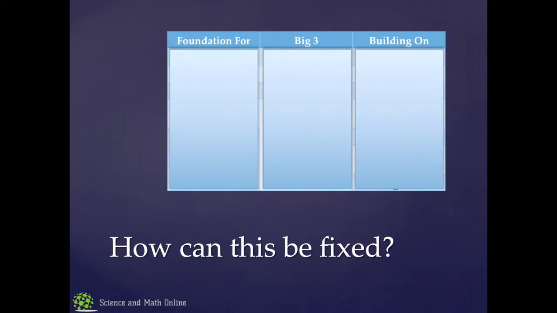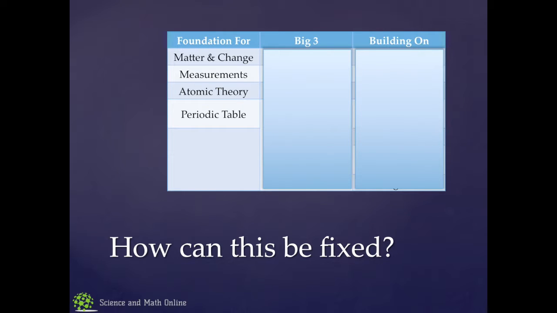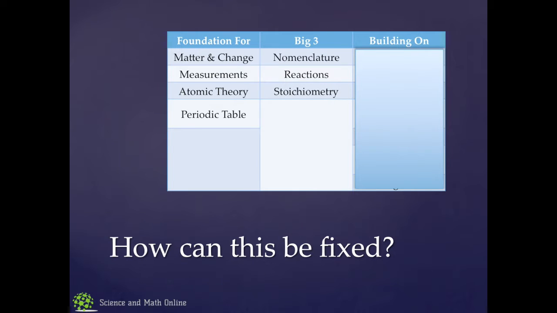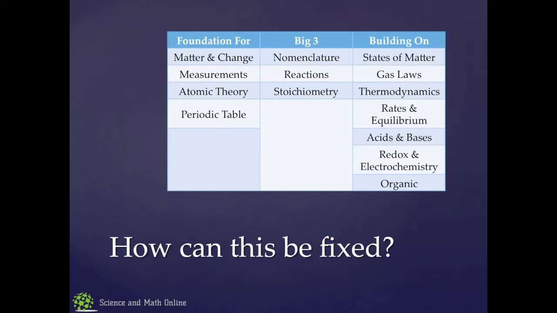So we can divide our curriculum into 3 stages. We have our first stage, which is laying the foundation for the big three. So it's matter and change, measurements, atomic theory, which includes quantum, and then periodic table, which lays the foundation for the big three, giving us everything we need to know that we can then later build on. Then there are states of matter and intermolecular forces, kinetic molecular theory, gas laws, thermodynamics, rates and equilibrium, acids and bases, redox, and organic. All of those things build off of the big three.